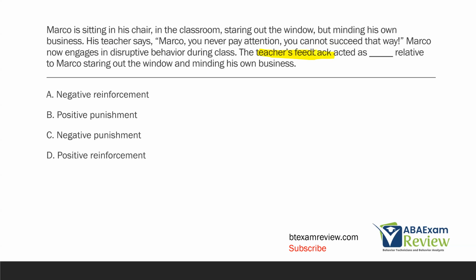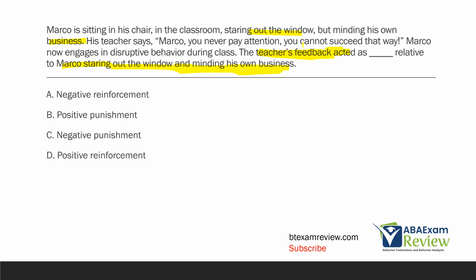Now, in this case, we're looking at the teacher's feedback. That's a behavior question. So think about the teacher's feedback relative to Marco staring out the window and minding his own business. So let's find that. Marco's in his chair. Here we go, staring out the window, minding his business, right? The consequence is the teacher says, Marco, you never pay attention. You cannot succeed that way. That's the feedback. That's the consequence. So we know it's positive. And how do we know it's positive? It's been added, right? She's added this feedback. So at least we know it's positive.